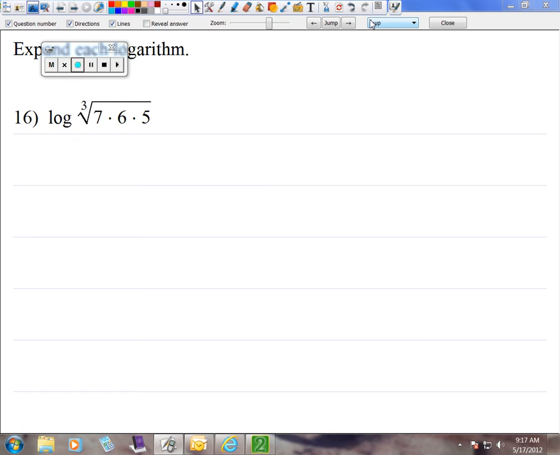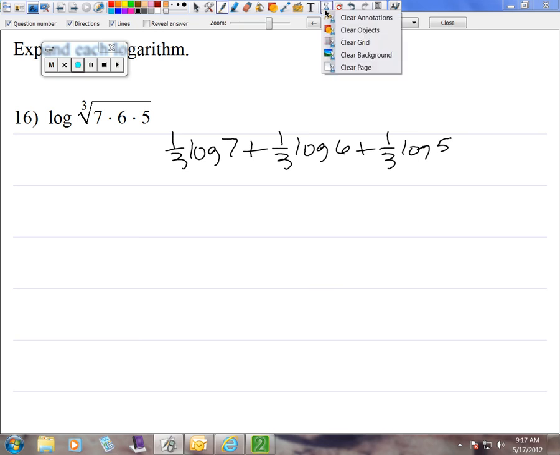How many finished all 20 already? Okay. Do what? You did? So this one would be what? 1/3 log 7 plus 1/3 log 6 plus 1/3 log. Pretty easy. Do 17 if you haven't yet.